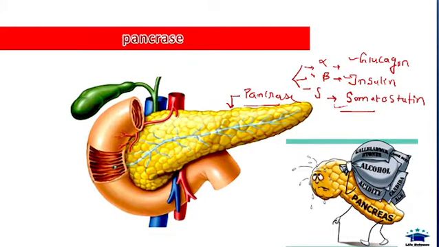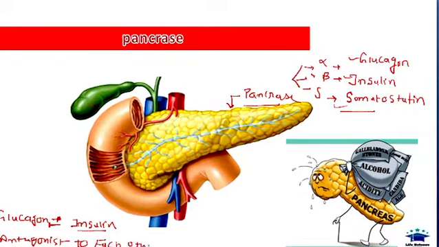So beta cells produce insulin and alpha cells produce glucagon, and insulin and glucagon are antagonists to each other. So as we say, if glucagon is working at this time, insulin is suppressed. If we talk about insulin, at this time glucagon is not working.